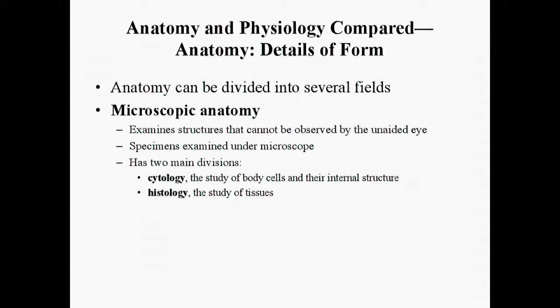Whenever you look at anatomy, there's a couple different ways to study it. One is by microscopic anatomy. That is where you are observing structures that you cannot see with the unaided eye. Therefore, we need things like microscopes in order to see them. It has two main divisions: cytology, which is the study of body cells and how they're made up, and histology, which is the study of tissues.